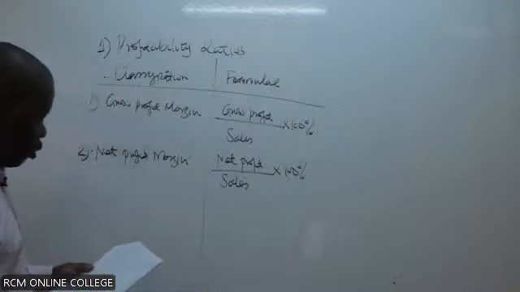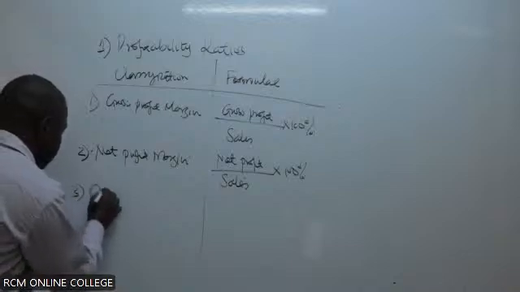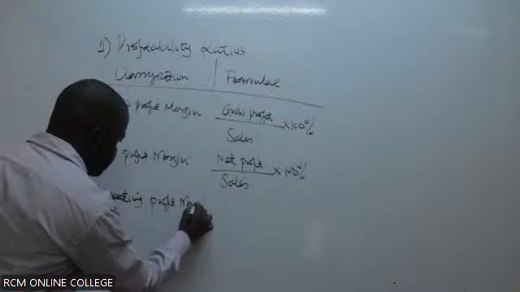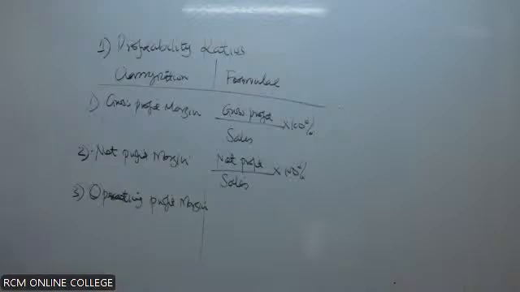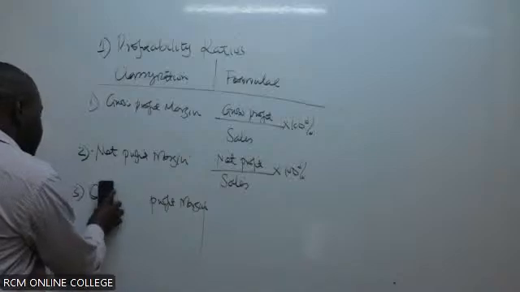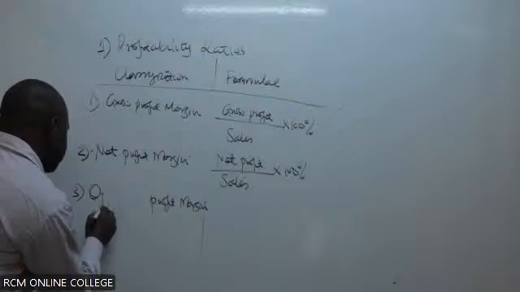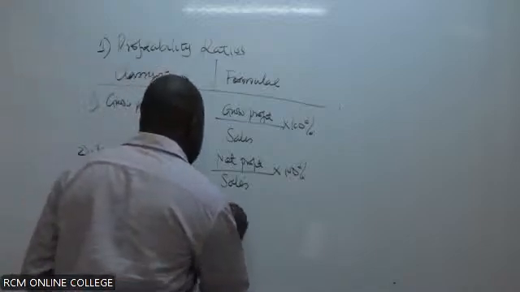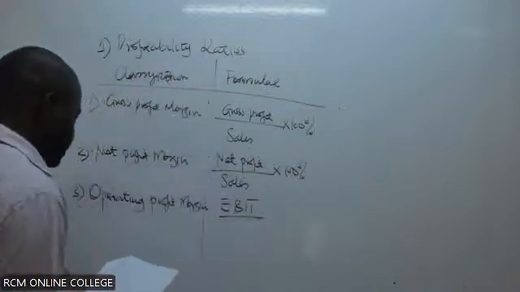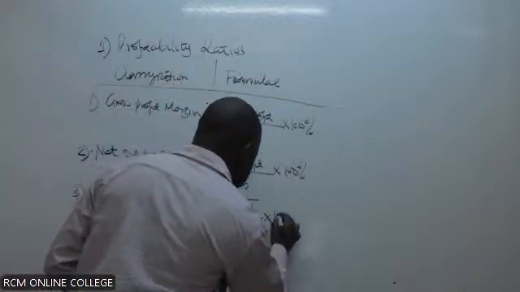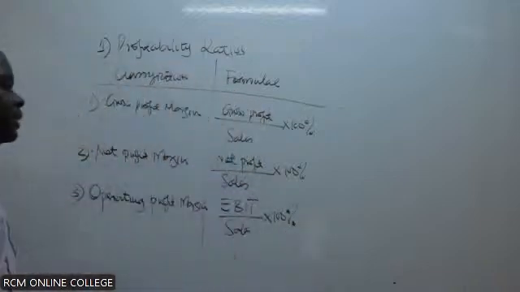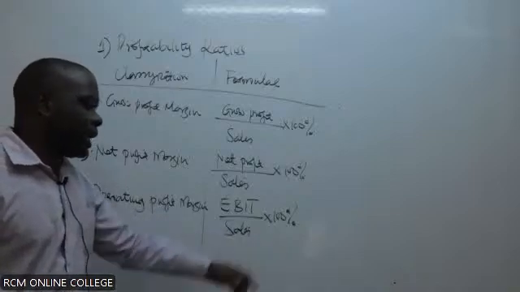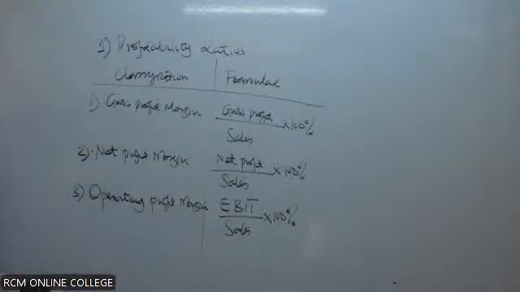Then you have operating profit margin ratio. Hope you're able to see it. This one is operating profit margin ratio. You take the earnings before interest and tax, you divide by the sales, and you multiply by 100%. The earnings you have before you deduct interest and tax, you divide by the sales, you multiply by 100%. It will give you the operating profit margin.